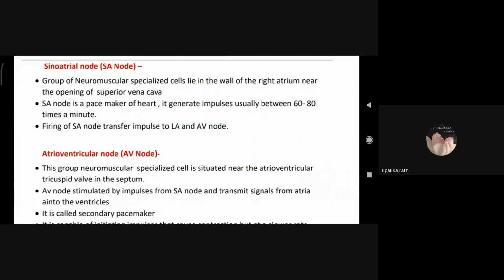The group of neuromuscular specialized cells lies in the wall of the right atrium near the opening of the superior vena cava. So the location we have already seen in earlier classes. The SA node is the pacemaker of the heart. It generates impulses usually between 60 to 80 times a minute. Firing of the SA node transfers the impulse to the left atrium and AV node.